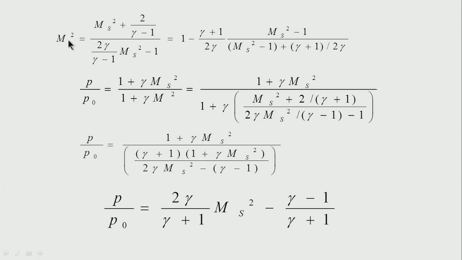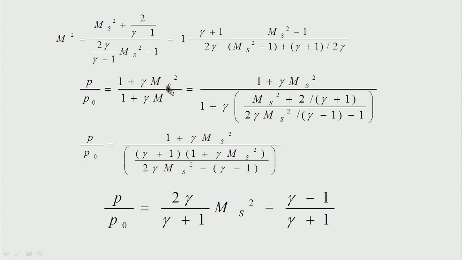What is it I say? Well, I got M squared is equal to Ms squared plus 2 over gamma minus 1 into this particular expression, which I also said could be written as 1 minus (gamma plus 1) divided by 2 gamma into (Ms squared minus 1) divided by Ms squared minus 1 plus (gamma minus 1) divided by 2 gamma over here. We also have the expression for p by p0, which is on the board. We write it as (1 plus gamma Ms squared) divided by (1 plus gamma M squared). I write the expression for M squared as a function of whatever we have over here, namely M squared is given in terms of Ms squared by this expression.